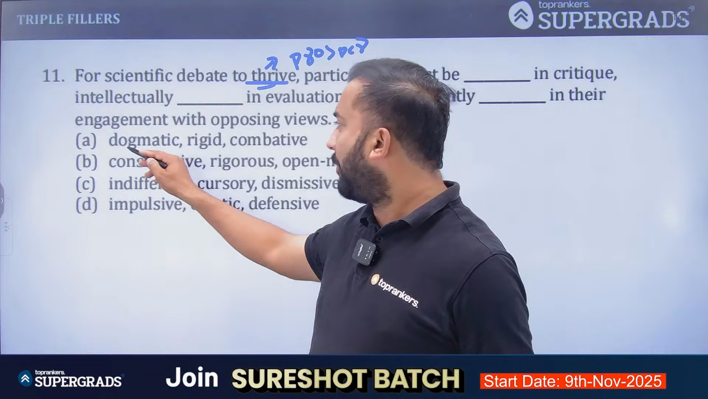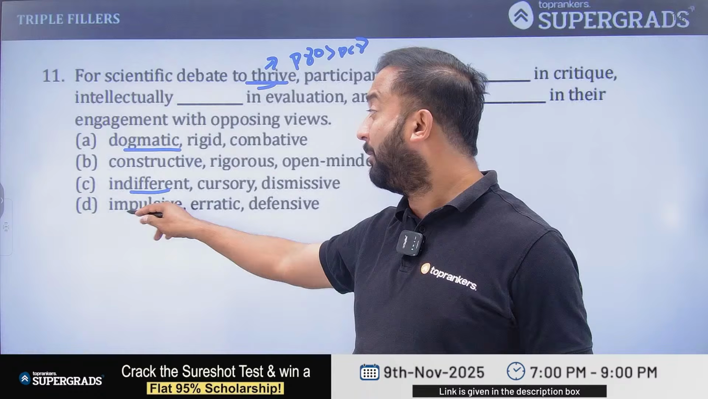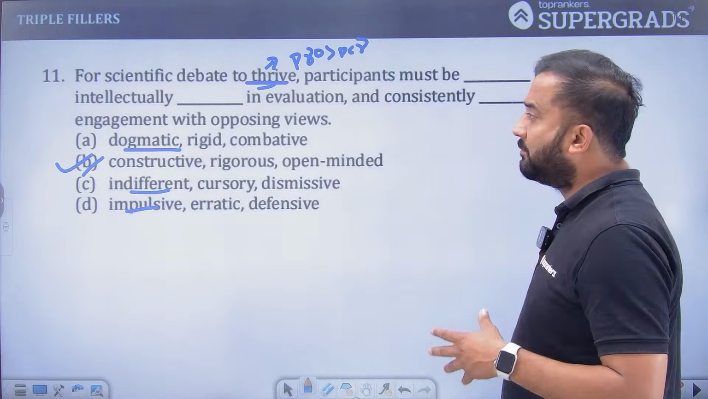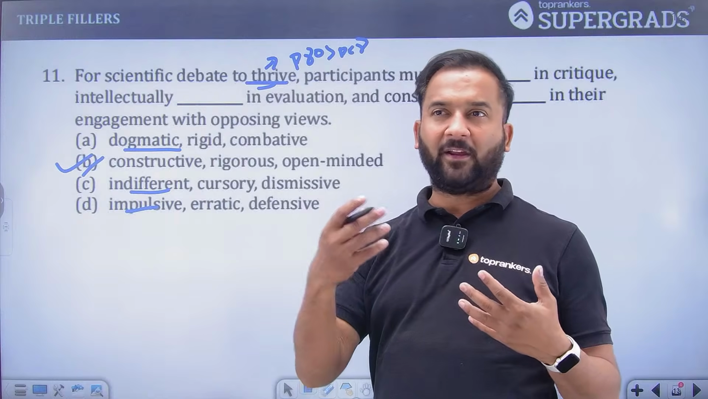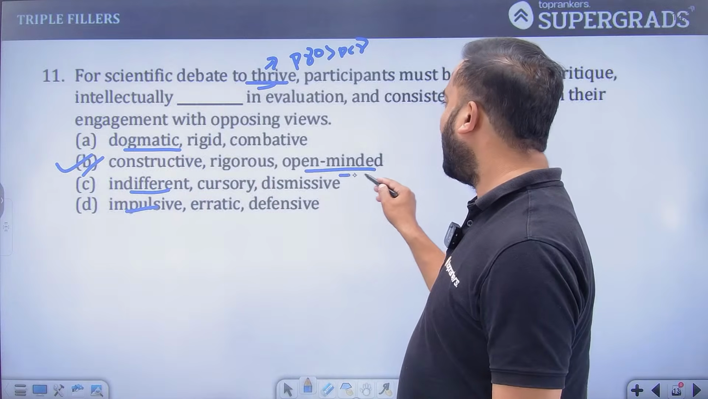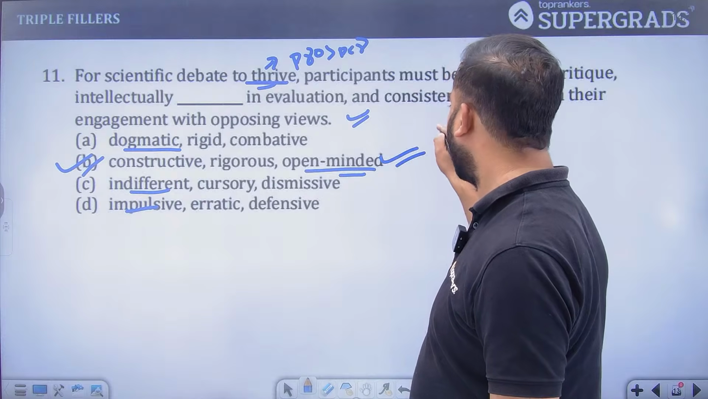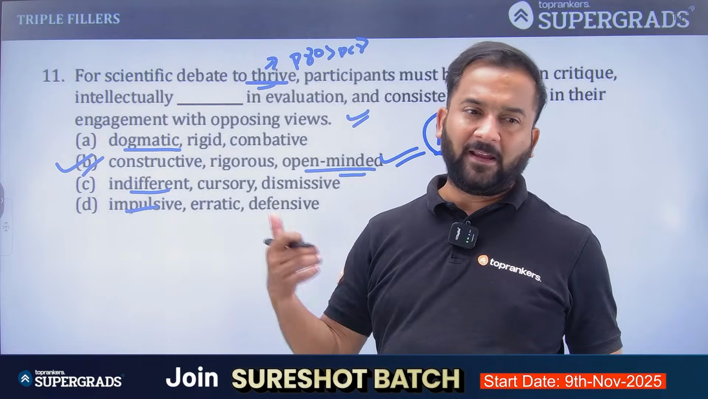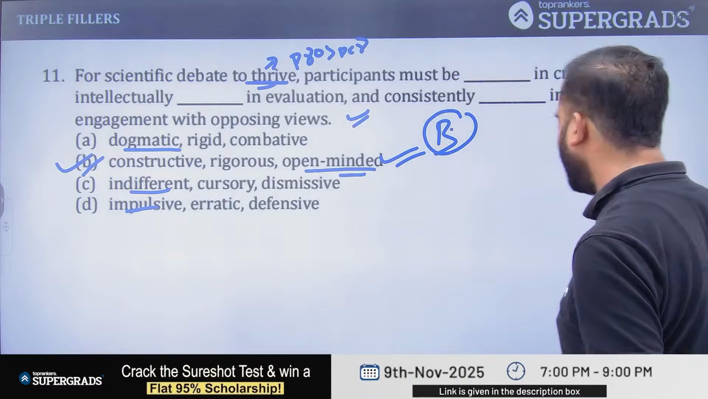So, agar dogma is biasness, indifferent is having no feeling, impulsive again is biasness, correct combination should be constructive. Participants must be intellectually constructive. अच्छा भी सोचना है, अगर कोई opposing views भी बोल रहा है, so you should be open to it. Again, ये open minded आपको last में दिख रहा होगा, consistently open minded in their engagement with opposing views. So once again, out of the many questions that we have done today, B here is the correct answer, students, for question number 11. Let's quickly jump to question 12 now.